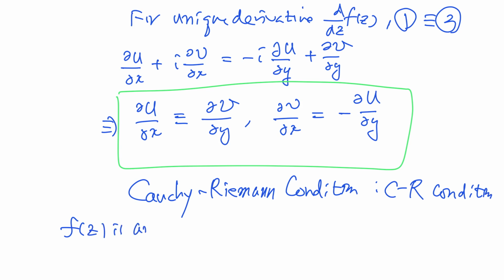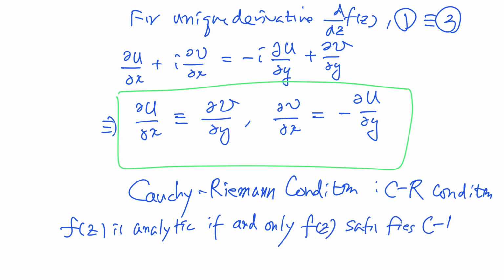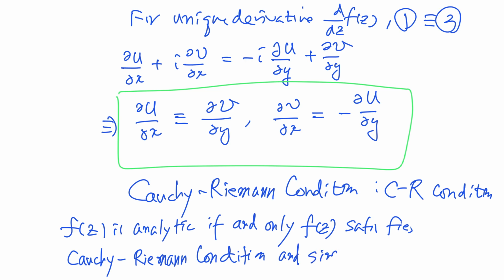f(z) is analytic if and only if f(z) satisfies the Cauchy-Riemann condition. Maybe I'll just write it down in the full name. Cauchy-Riemann condition and single valued. Example. So any questions about the Cauchy-Riemann condition? That is the uniqueness of the derivative, the existence of a unique derivative.